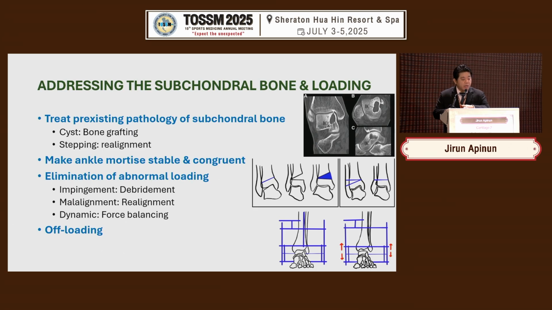And also, with the importance of the subchondral bone and loading, we need to address the pre-existing pathology of the subchondral bone, either by bone grafting of the cyst or realignment, or correcting the stepping of the joint. We need to make the ankle mortise stable and congruent. Any abnormal loading needs to be eliminated by debridement of bony impingement, realignment of malalignment, and balancing the forces that cause dynamic imbalance of the tendons and muscles. And there is the need for offloading while waiting for the cartilage to repair, either by non-weight-bearing ambulation of the patient, or even by distracting the joint with a fixator.